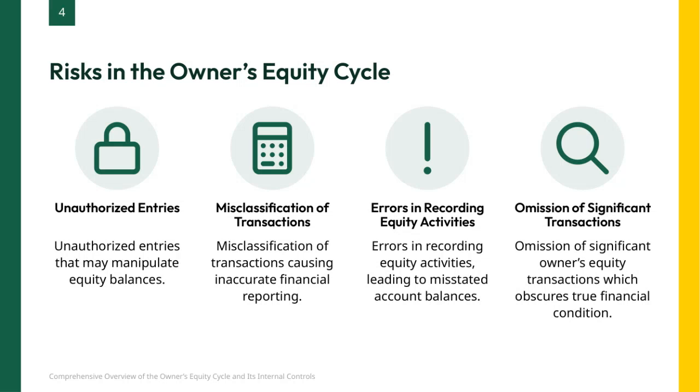When we look at the risks within the owner's equity cycle, there are several key areas to be mindful of. First, unauthorized entries pose a significant risk because they can manipulate equity balances, leading to inaccurate financial statements. Next, misclassification of transactions is another common issue. If transactions are recorded in the wrong accounts, it distorts financial reporting and can mislead stakeholders. Then, errors in recording equity activities can also occur, which might cause account balances to be misstated, affecting the overall accuracy of the financial records.